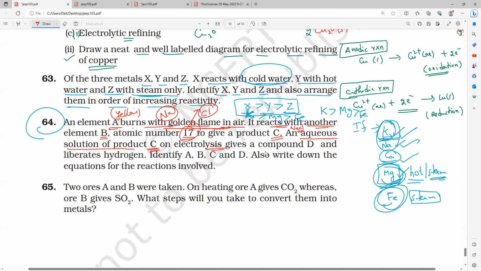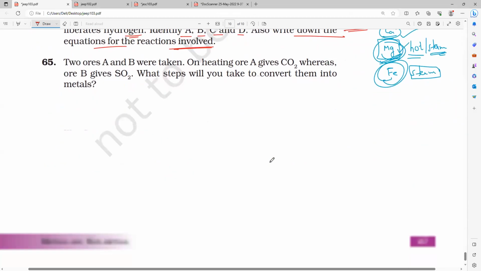Of course, here they are writing aqueous solution of product C. So electrolysis gives a compound D. What is the main compound in the chlor-alkali process? Second chapter also it will come. What is that? Sodium hydroxide, caustic soda. Yes, and it liberates hydrogen. So identify A, B, C, D, and also write down the equations for the reactions involved. Already I identified A, B, C, D. Let us find the equations.